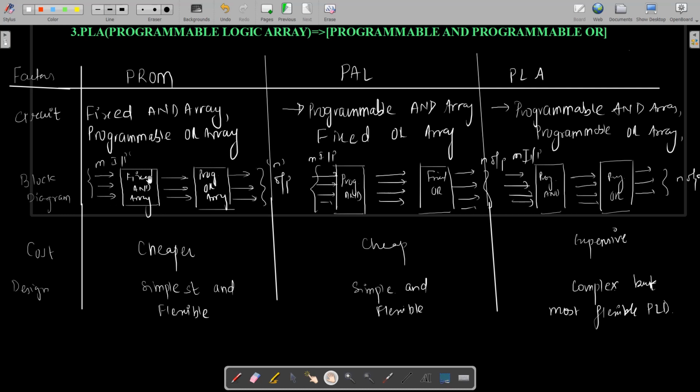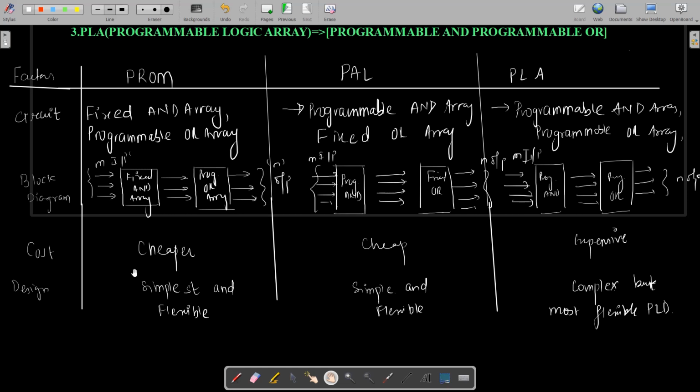So let M be the inputs and N be the outputs. Similarly for PAL, the AND is programmable and the OR is fixed. That is just opposite to what we have in PROM. So first the programmable AND, and let there be M inputs and N outputs. The AND gate is programmable and the OR gate is fixed. For PLA, both are programmable. That is, let M be the inputs and N be the outputs. So it will first pass to the programmable AND array and then go to the programmable OR array, and finally we can see the output.